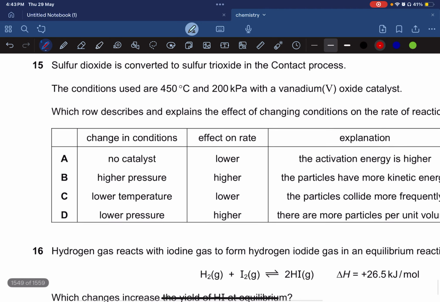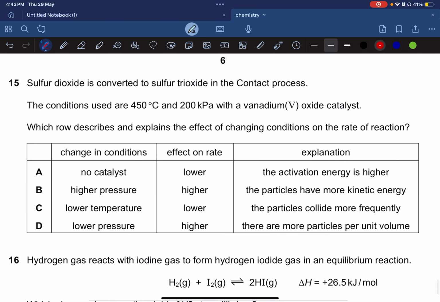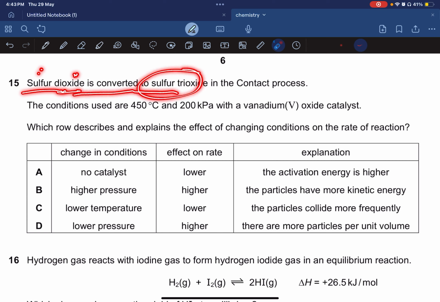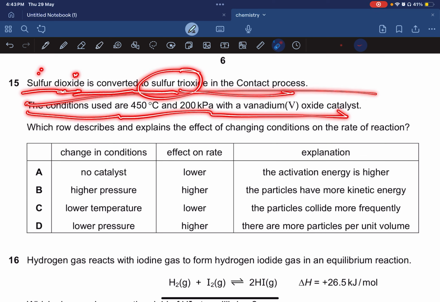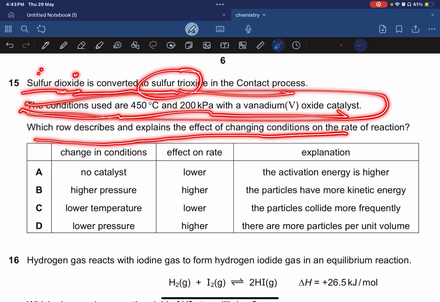Moving on to the next question, which says that sulfur dioxide, we know it's going to be a simple molecular substance, non-metal and non-metal reacting together to form a covalent bond, is converted to sulfur trioxide. We know it's going to be the contact process. In the contact process, the conditions are 450 degrees, 200 kilopascals with vanadium oxide. They've told us everything. Which row describes and explains the effect of changing conditions on the rate?